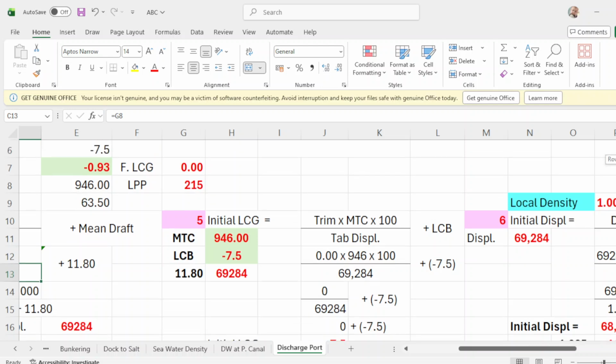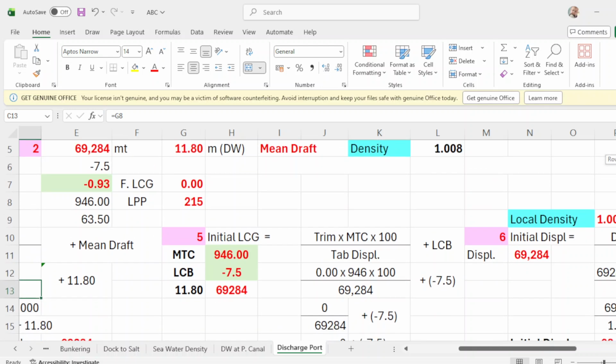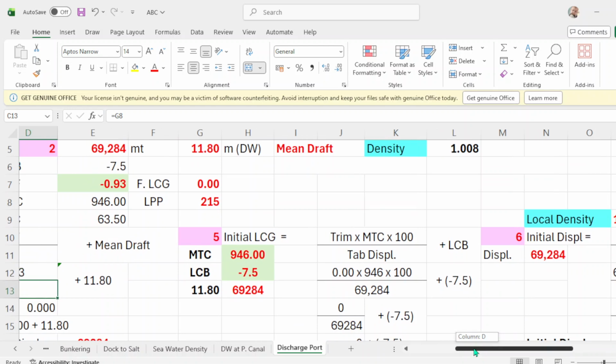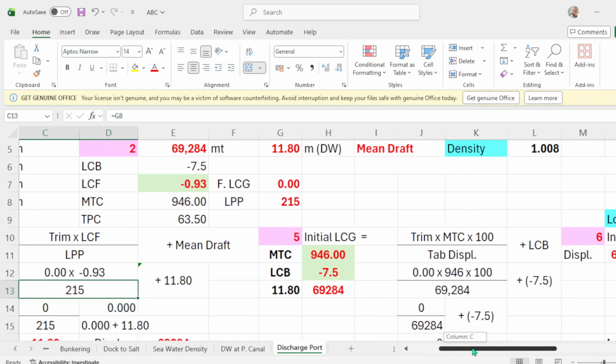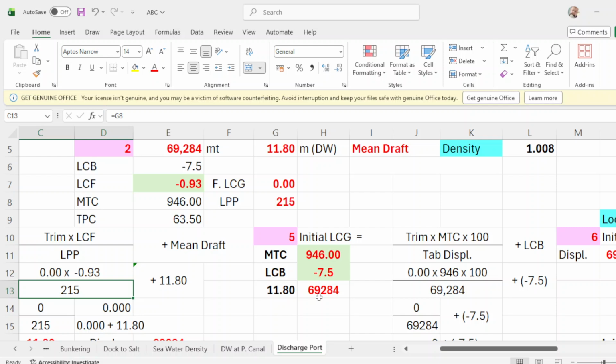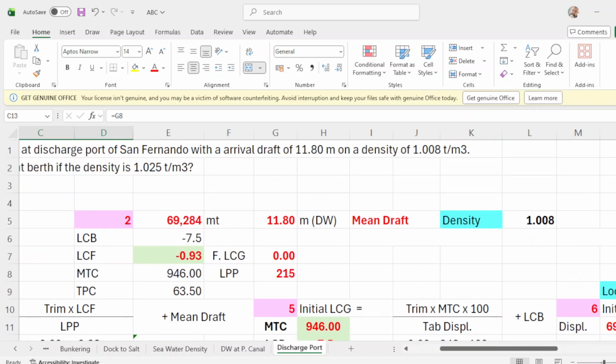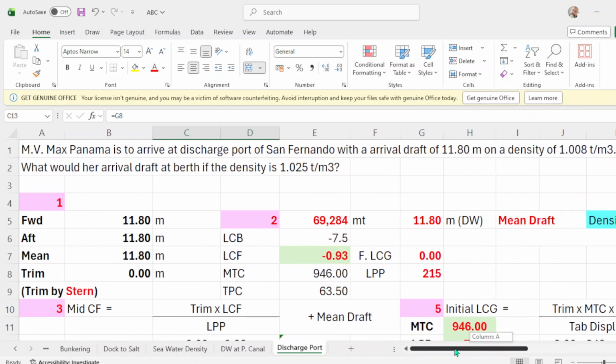LCB is how much? Check the LCB. LCB is negative 7.5, okay? And this is the corresponding displacement of 11.80, which is this one. So trim, what is your trim? Is 0 because it is even keel. Okay, that's why 0.